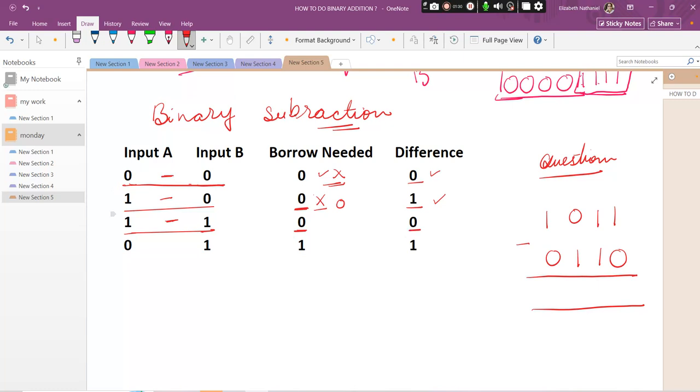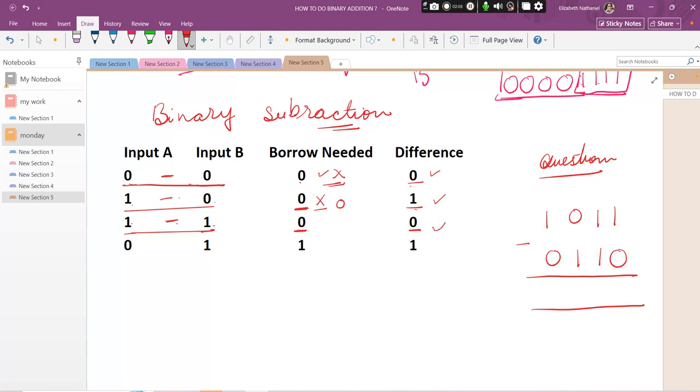Listen student, remembering the rules takes time, but with 2 or 3 practices, you can do it. Alright, so let's go through again. When both are 0, no borrow is required and it is 0. If 1 minus 0, no borrow is required, note down 1. But if both are the same, 1 minus 1, no borrow is needed, directly we write 0.